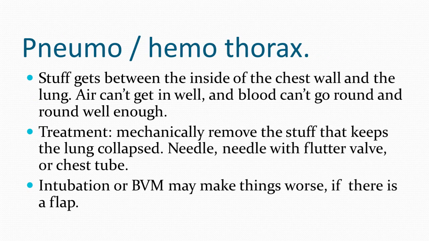Pneumohemothorax: stuff gets between the inside of the chest wall and the lung, air cannot get in well, and blood can't go round and round well enough. Treatment: mechanically remove the stuff that keeps the lung collapsed, needle with flutter valve and chest tube, and intubation if there is a flap.